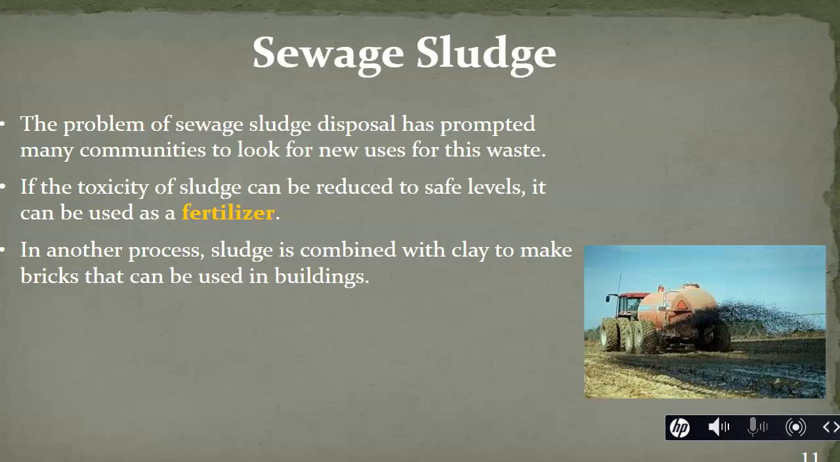When we talk about sewage sludge, we also talk about where it goes. So if the toxicity of sludge can be reduced to safe levels, it can be used as fertilizer, right? Because it does contain some toxic things, but we're talking about fertilizing whole areas of land. And so sometimes it could be combined with clay as well to make bricks that are used in buildings.